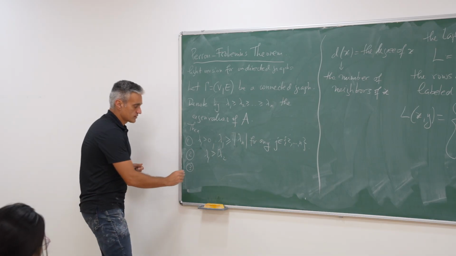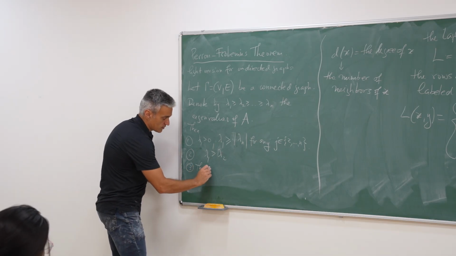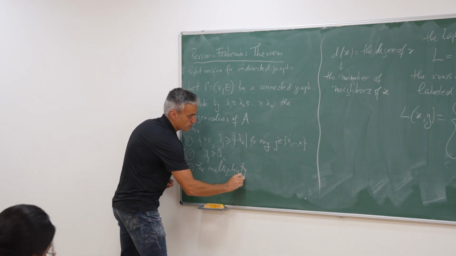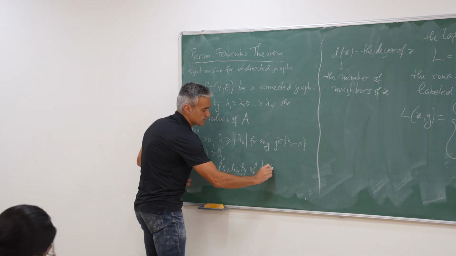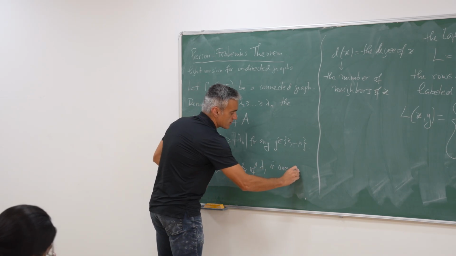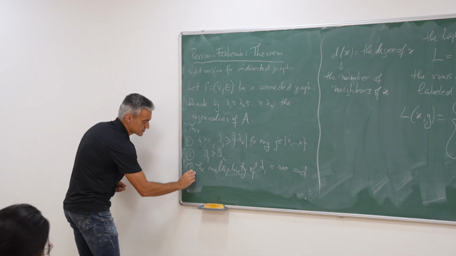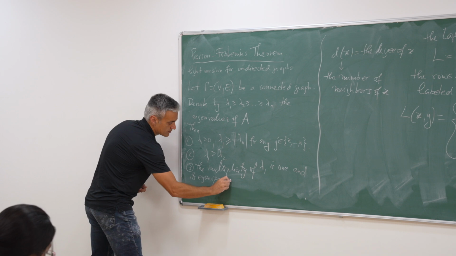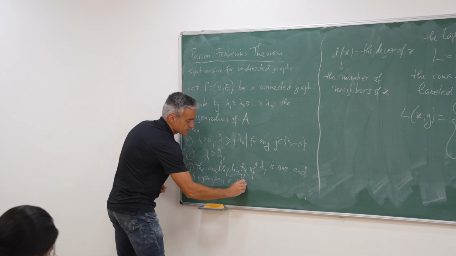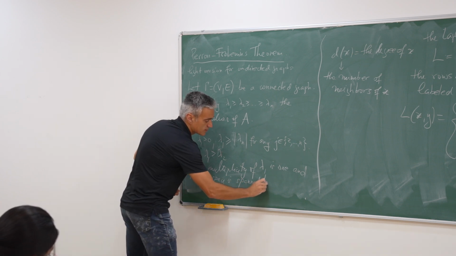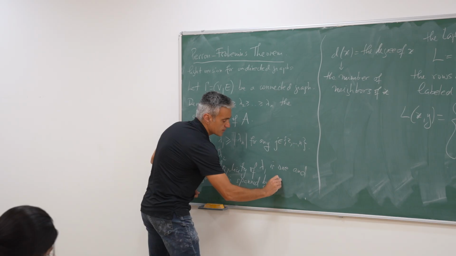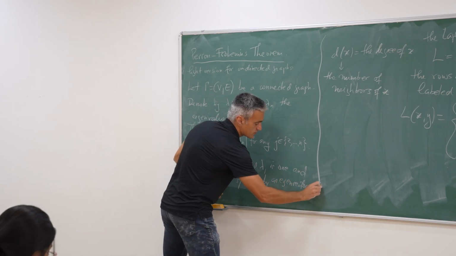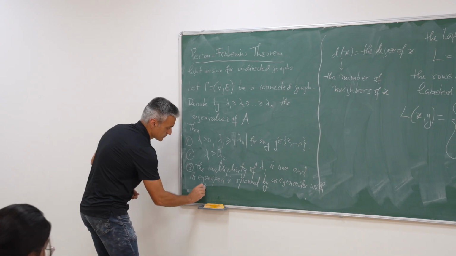you can find that the multiplicity of λ1 is 1, and its eigenspace is spanned by an eigenvector with positive entries.